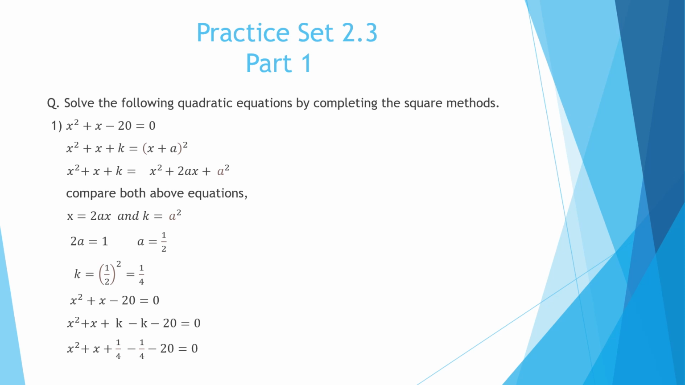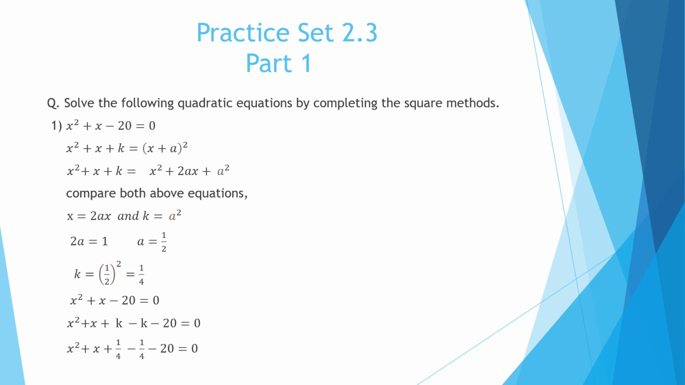Then we compare these two equations. Here x square, then x is equal to 2ax, and k is equal to a square. In the first equation a is equal to 1, b is equal to 1, and c is equal to k. In the second equation a is equal to 1, b is equal to 2a, and c is equal to a square. So we compare both equations and get x is equal to 2ax and k is equal to a square.